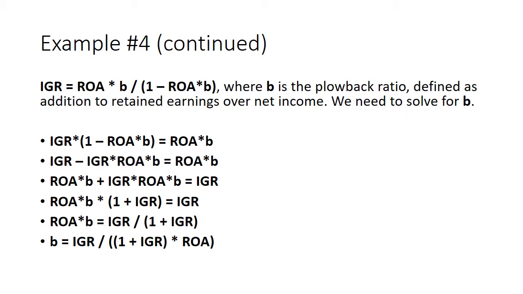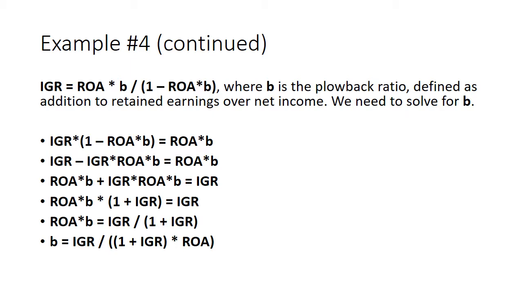And when I do that, it's going to cancel out over on the right hand side, leaving me with just ROA times B. My second step is going to be to distribute that internal growth rate to both of the terms inside of the parentheses. This is the distributive property of mathematics. And so now I have IGR minus IGR times ROA times B equal ROA times B.